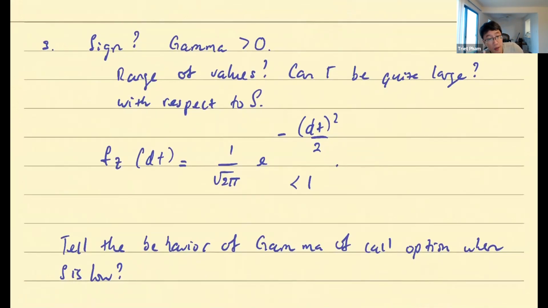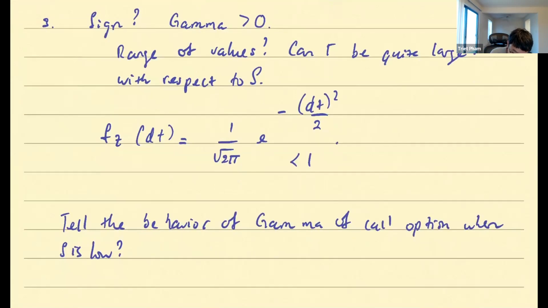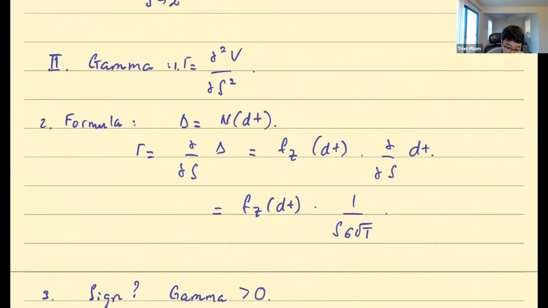Or for that matter, how is gamma when the stock price is really high? The answer is this. The gamma should be approximately 0 in both. And how do I know this? I know this from knowing the behavior of the delta.